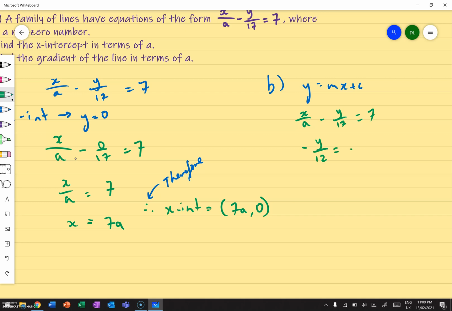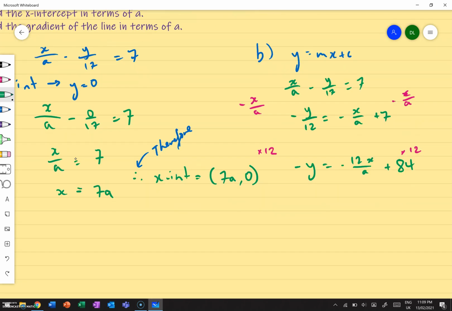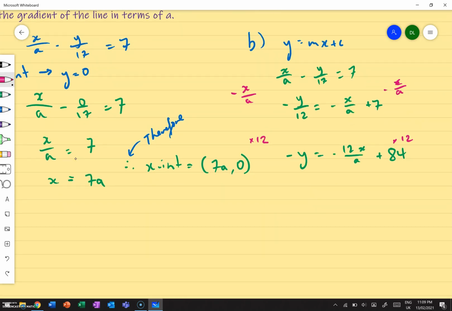y over 17 equals negative x over a plus 7. Just because this is a little bit more of a complex equation, I'm going to go ahead and write my working out on each side over here in a different color. Next, I'm going to multiply both sides by 17, and end up with negative y equals negative 17x over a, plus, now 7 times 17 gives me 119. Okay. Now I'm going to multiply both sides by negative 1 in order to get y by itself. Multiply by negative 1, and I end up with y equals positive 17x over a, minus 119.